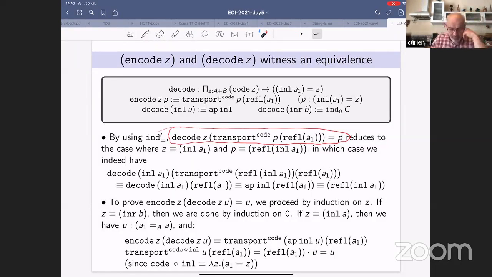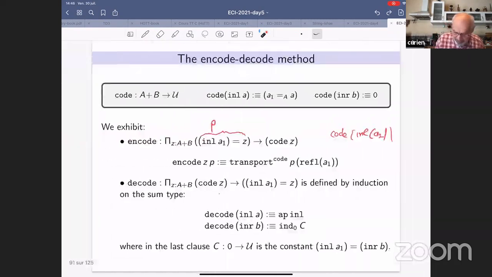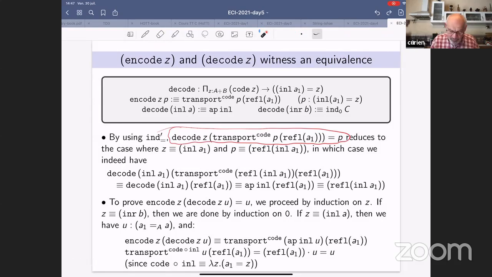For the other way around, we need to prove that encode of Z of decode of ZU is equal to U for all U. We shall actually use induction on Z. Induction on Z means an induction on the co-product. So there are two cases on Z: either it's an in-right or it's an in-left. If it's an in-right, it is going to be done by induction on 0, exactly in the same style we defined earlier the decode function in the case in-right. So this case is trivial by induction on 0.